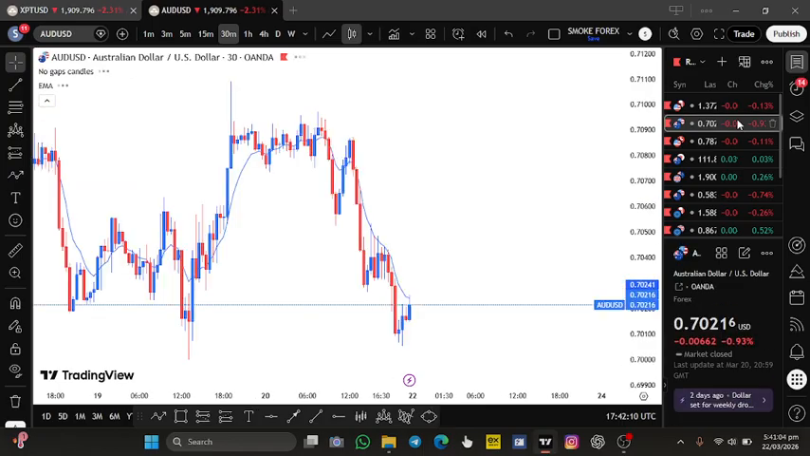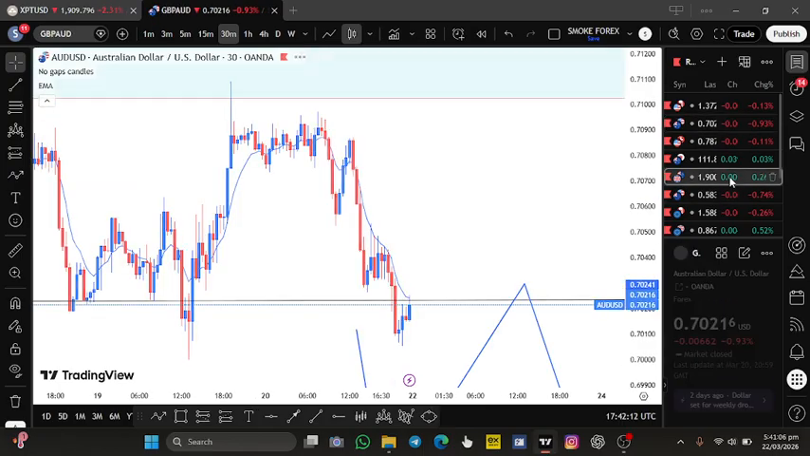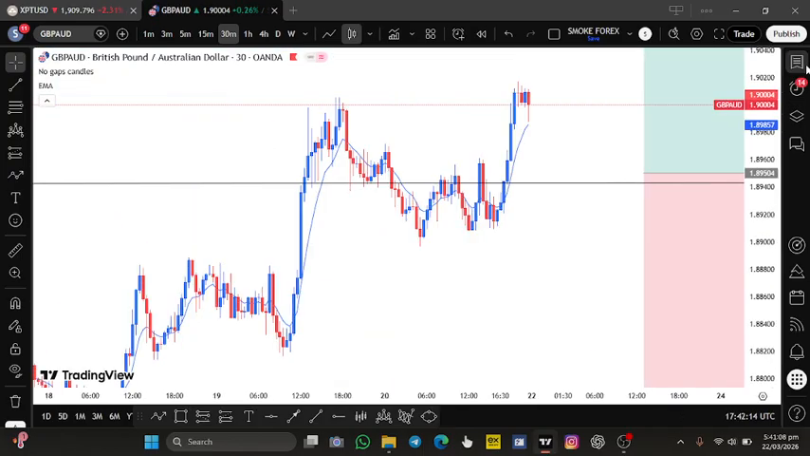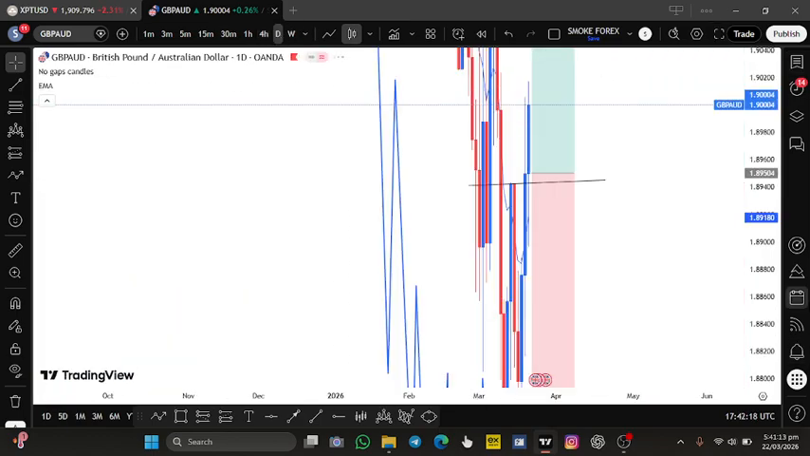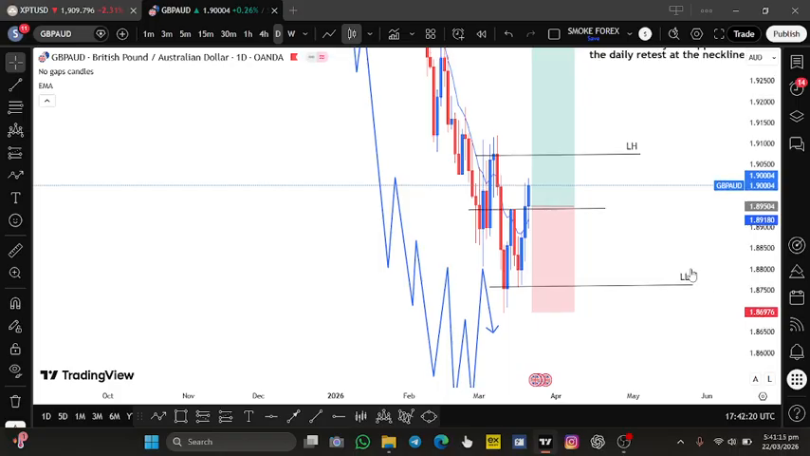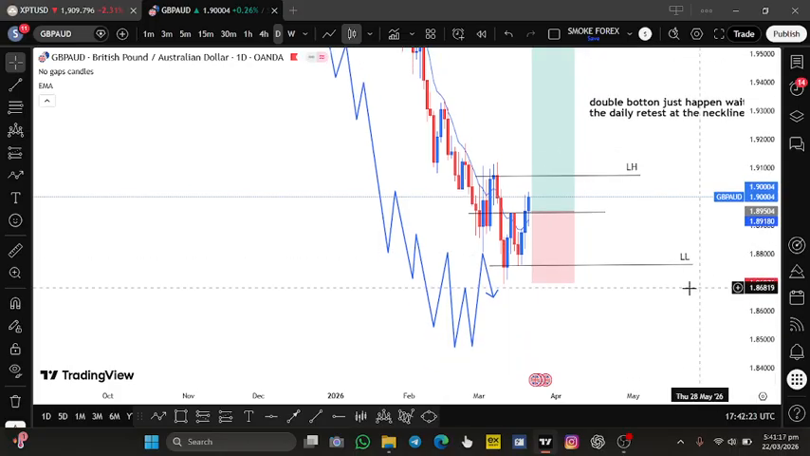Yeah, that's all the pairs for next week. These are the pairs which I call A plus setups for next week.